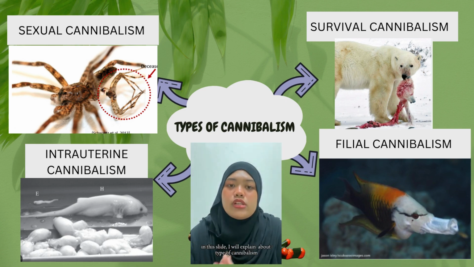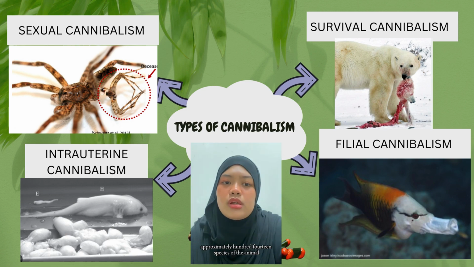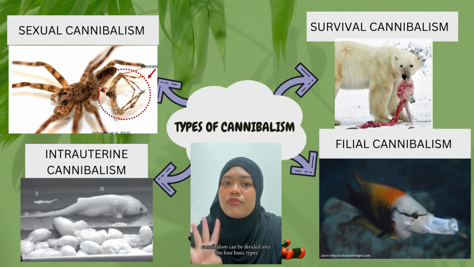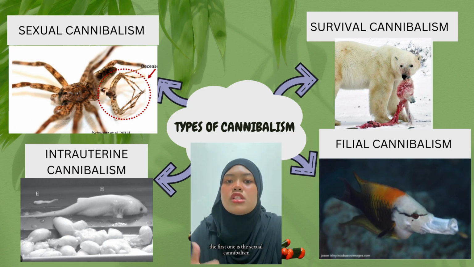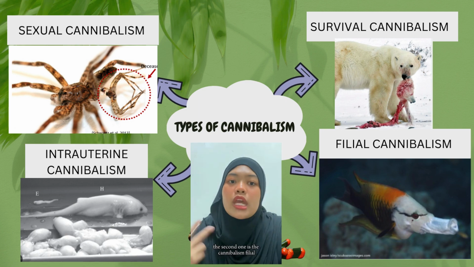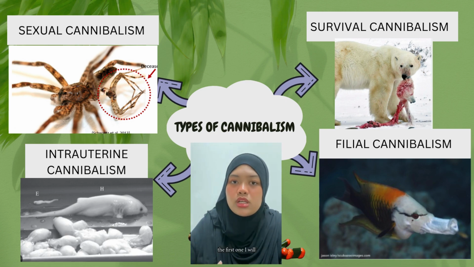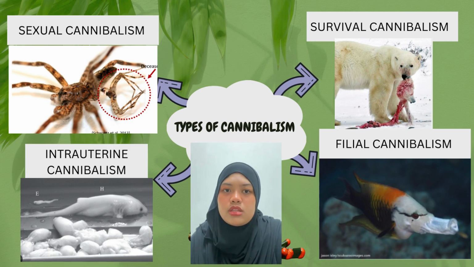In these slides, I will explain the types of cannibalism. In cannibalism, both predator and prey belong to the same species. Approximately 114 species of animals are known to have cannibalistic tendencies. Animal cannibalism can be divided into four basic types. The first one is sexual cannibalism. The second one is cannibalism philia. The third one is cannibalism introducens. And lastly is survival cannibalism. The first one I will explain is sexual cannibalism. For example, spiders are the deadliest cannibals.